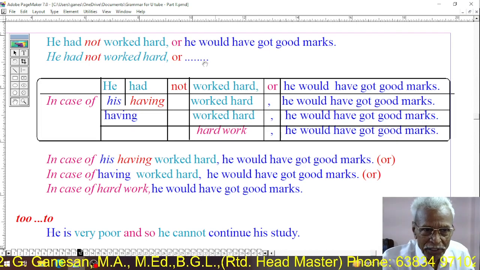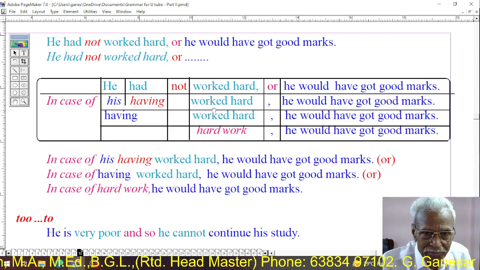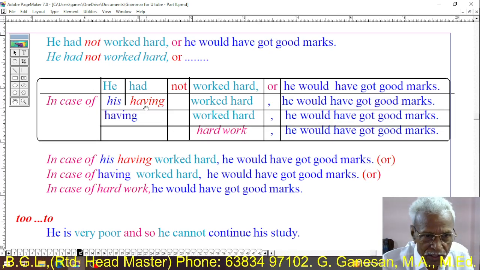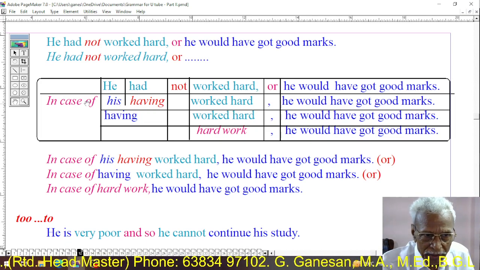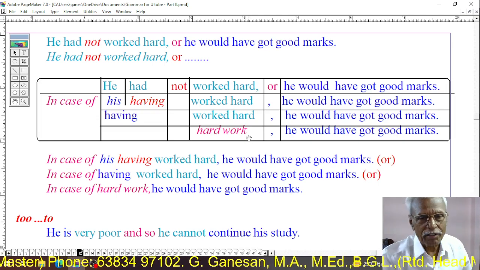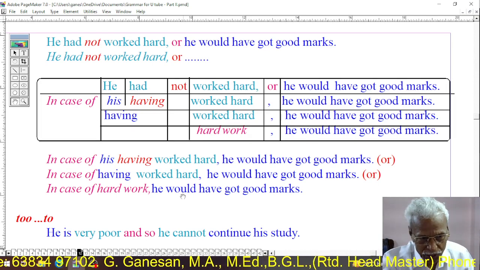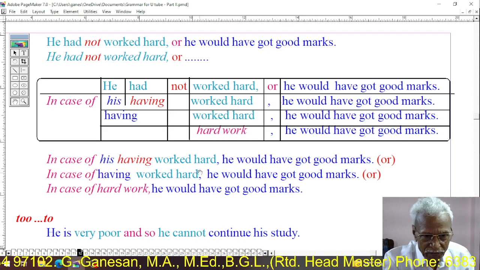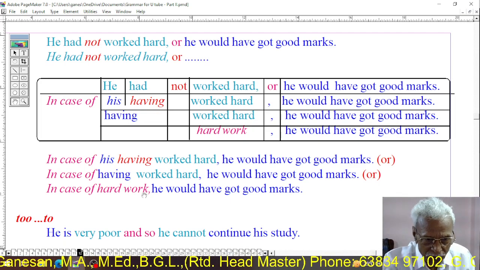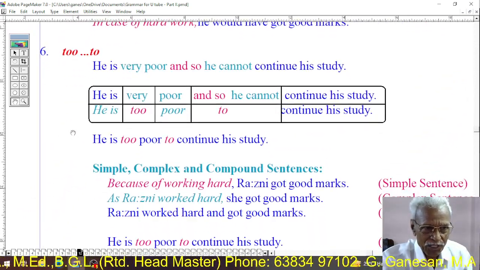He had not worked hard, or in case of his having worked hard, in case of having worked hard, in case of hard work. This can be expressed in these ways. Then the final one is 2-2.